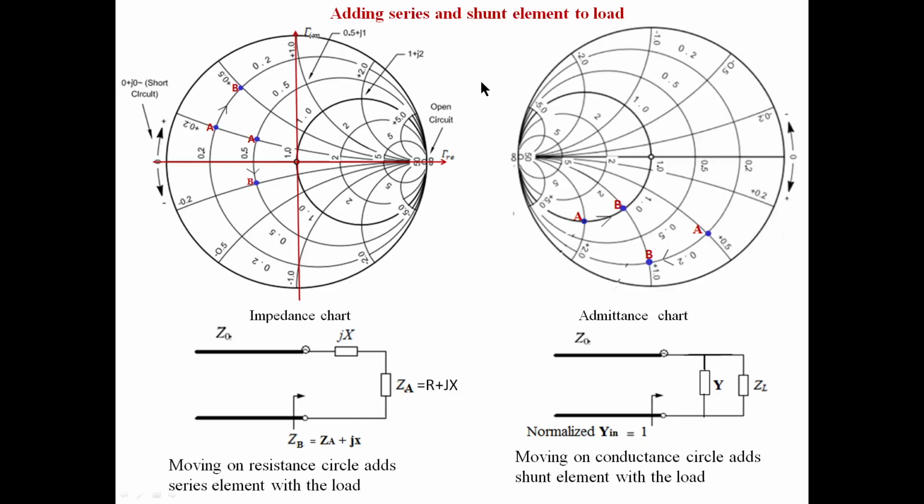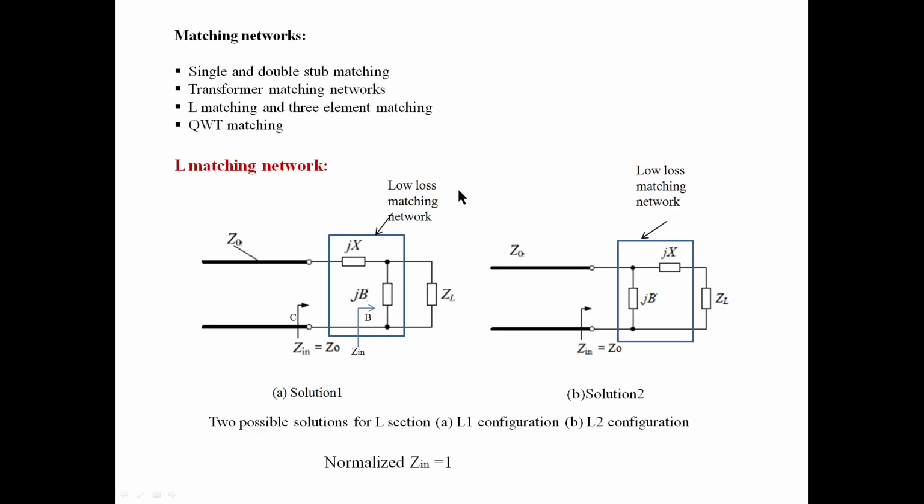Okay, in the previous class we were discussing L matching. Okay, the L matching network. There are different types of matching networks. We studied single stub matching and double stub matching. Double stub is not included in our syllabus. Transformer matching network is also not there. The L matching network is there, and QWT, quarter wave transformer matching. Quarter wave transformer matching, L matching, and single stub matching, these three we have in our syllabus.